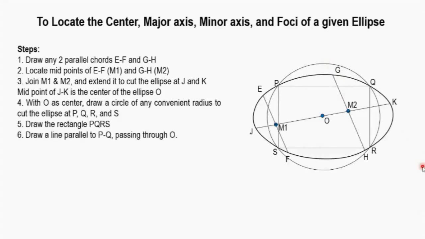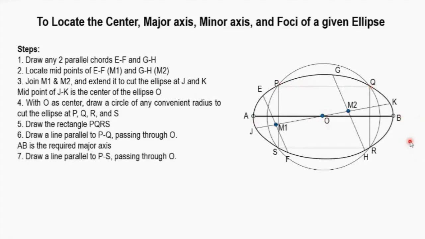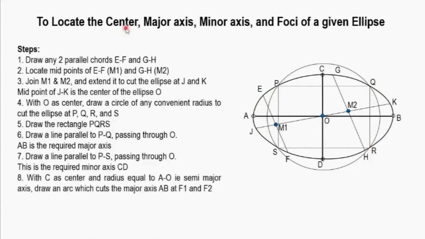Draw a line parallel to PQ passing through O. That line is the required major axis. Passing through O, a line parallel to PQ is my major axis AB. Similarly, draw a line parallel to PS or parallel to QR passing through O. That line is my required minor axis CD. I have found the center, I have found the major axis, I have found the minor axis. Now only foci F1, F2 are left.